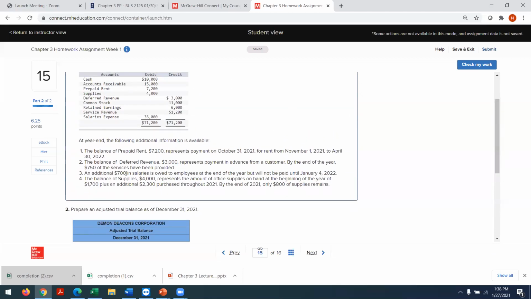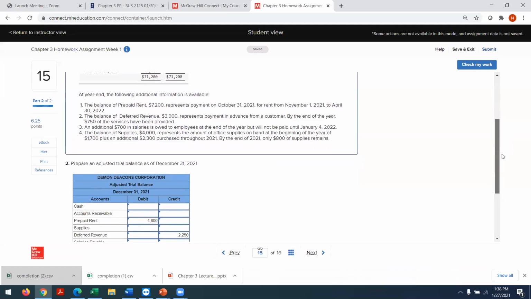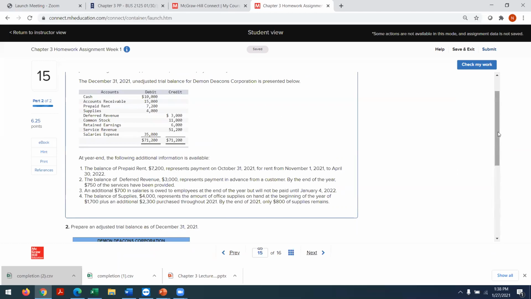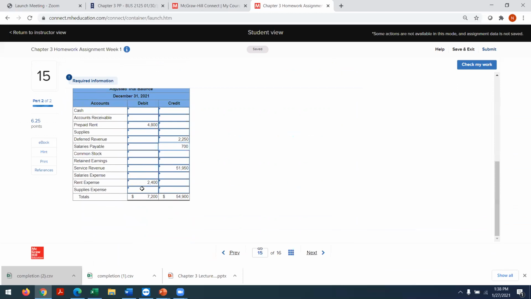An additional $700 in salaries is owed to employees at the end of the year, but will not be paid until January 4th. So our salaries payable is going to be 700. And our salaries expense is going to be 35,000 plus 700. Right?